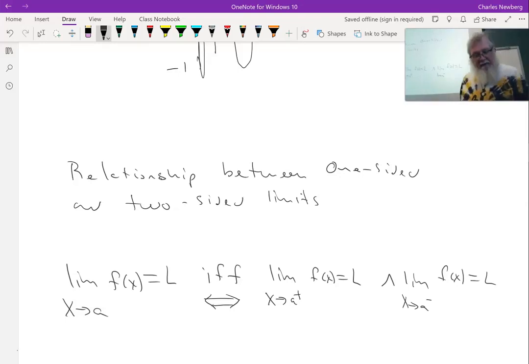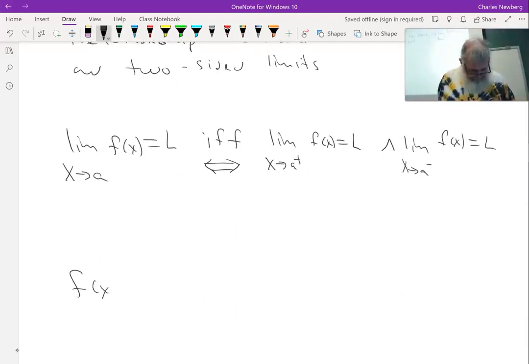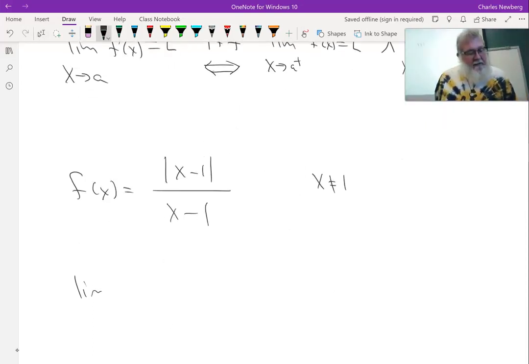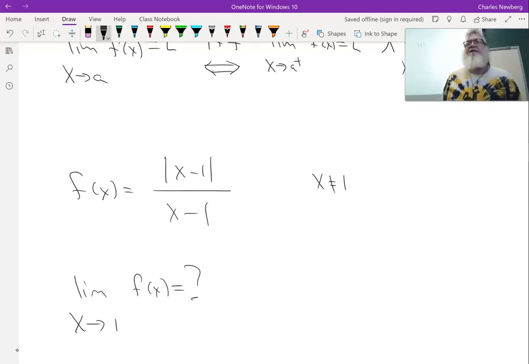All right, so let's take a function here. F of x equals the absolute value of x minus 1 over x minus 1. What is the most interesting point to think about? X equals 1, right? And why is that? Because x can't be 1, because thou shalt not divide by what? 0. So what we're interested in is the limit as x approaches 1 of f of x.